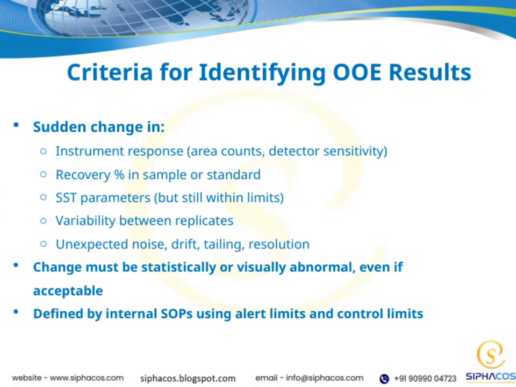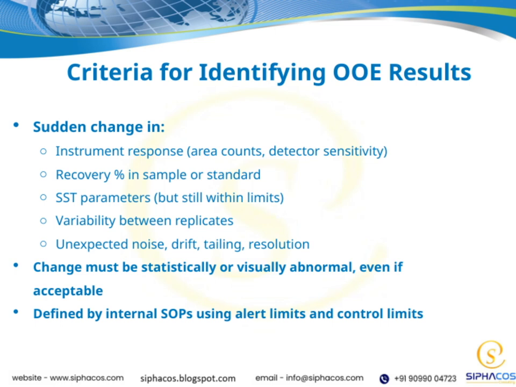Let's talk about sudden changes that can occur during analysis. These changes might involve the instrument response, such as area counts or detector sensitivity, which can fluctuate unexpectedly. We also look at recovery percentages in samples or standards. If these shift suddenly, it could indicate an issue. SST parameters are another key point. They might change, but still stay within acceptable limits. However, any variability between replicates that appears suddenly or unexpectedly can be a red flag. We also need to watch for unusual noise, drift, tailing, or resolution problems in the data.